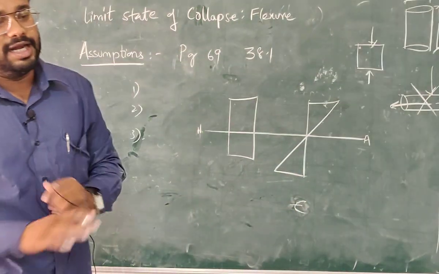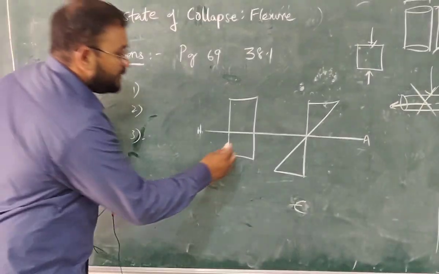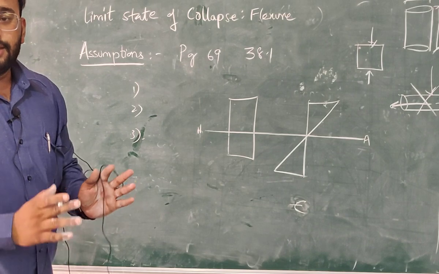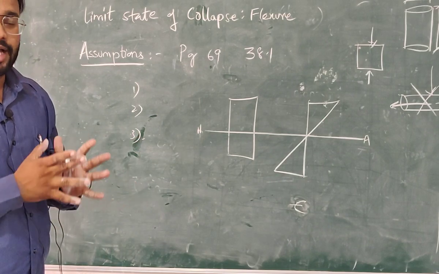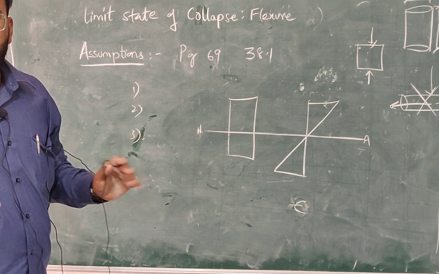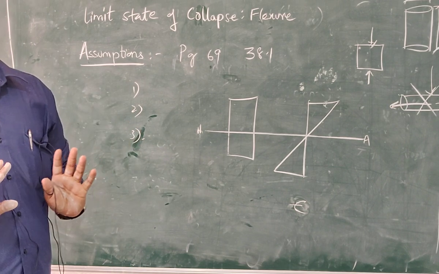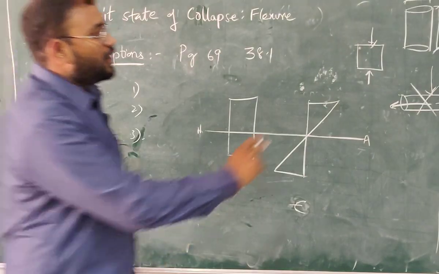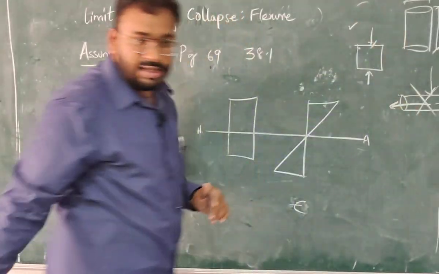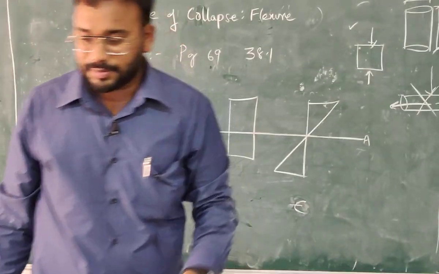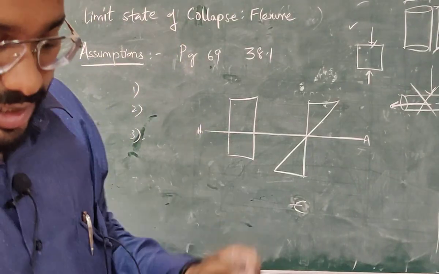Completely ignored. Now whatever concrete is present below the neutral axis, you imagine that it does not have any tensile strength. You imagine that there is no concrete below neutral axis. Only concrete above the neutral axis is present, which has got only compressive strength. Tensile strength of the concrete is completely ignored. Now next assumption, write down.